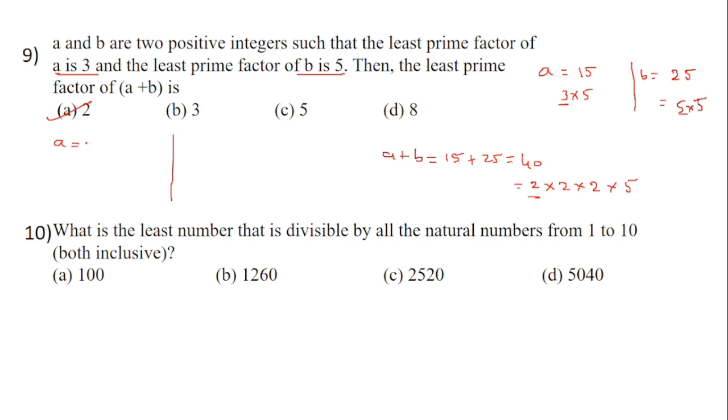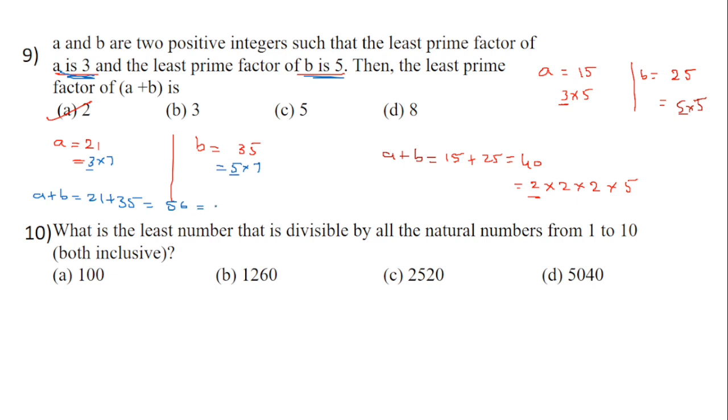Suppose A is 21 and B is 35. We are considering another example in which A is 21 and B is 35. The prime factorization of 21 is 3 into 7, whose least prime factor is 3. And 35 is 5 into 7, whose least prime factor is 5. Yes, fine. Now we will find A plus B. 21 plus 35, that is 56.